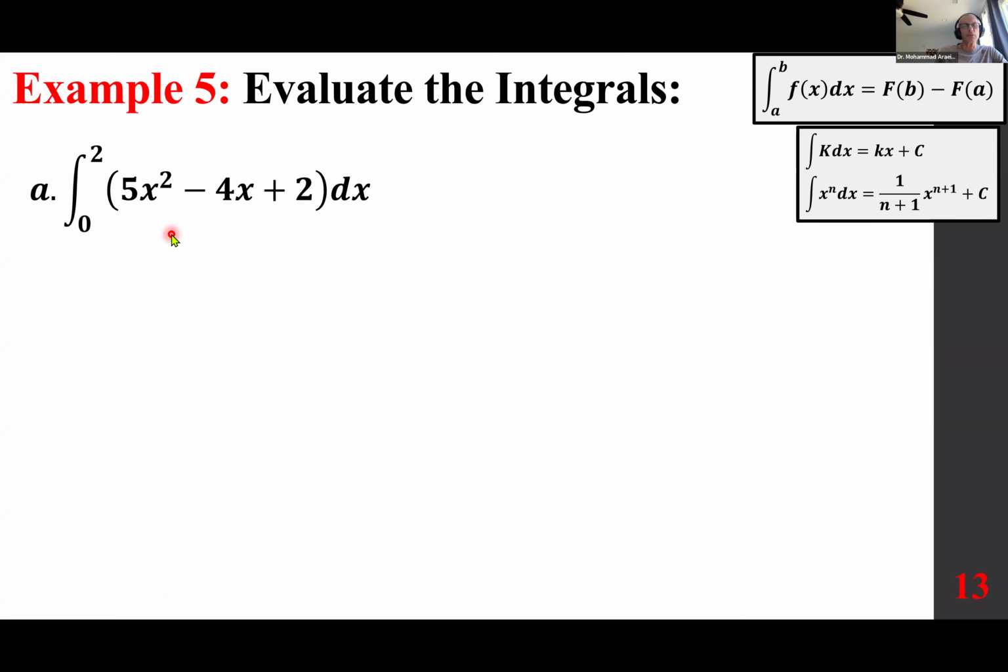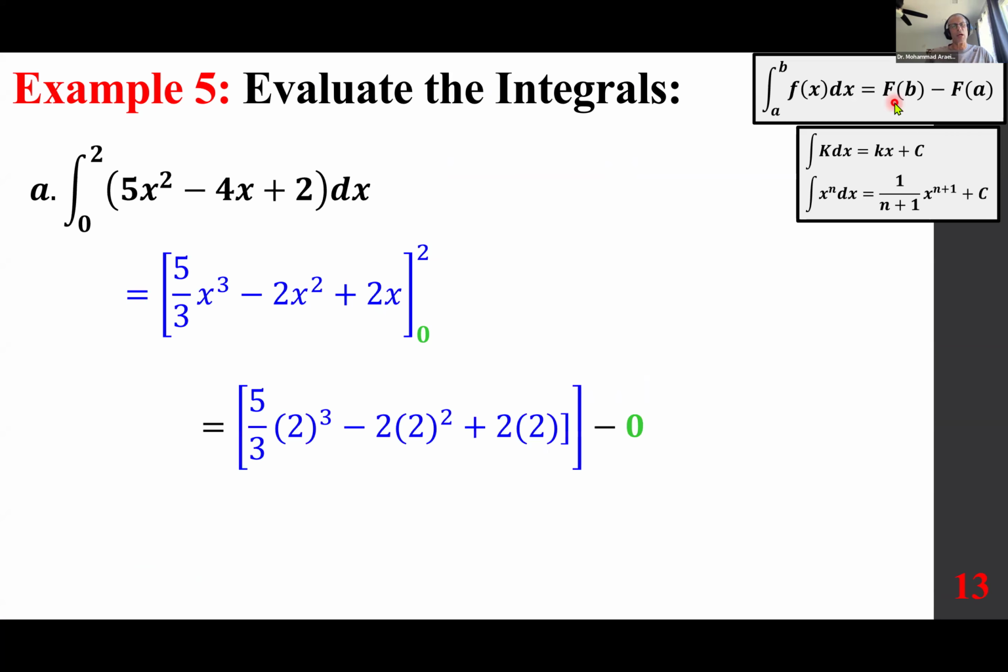Obviously, it's a very simple anti-differentiation. This is 5/3 x cubed minus 2x squared plus 2x, and we are going to evaluate from 0 to 2. So we plug in 2, we plug in 0, and we look at their difference according to FTC. Clearly when we plug in 0, we get 0. But what happens when we plug in 2?